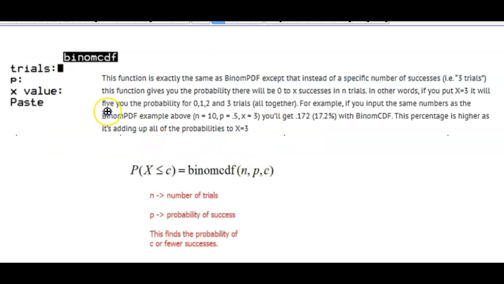All right, the other possibility, that key that said CDF, okay, this function is exactly the same as PDF, except instead of a specific number of successes, like 3 successes, this gives you the probability that there will be 0 up to 3 successes, okay? So it takes and adds the probability of 0 successes, 1 success, 2 successes, and 3 successes all together.